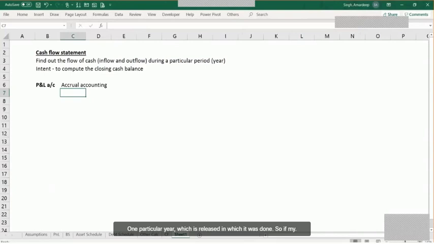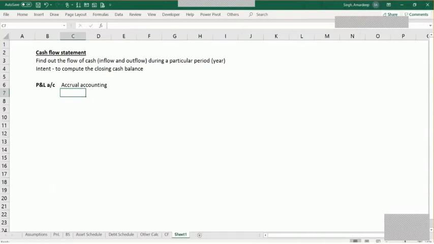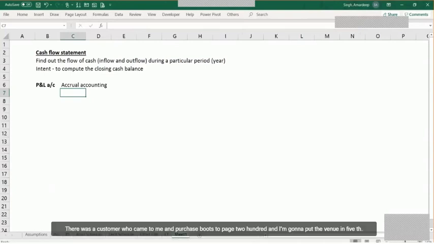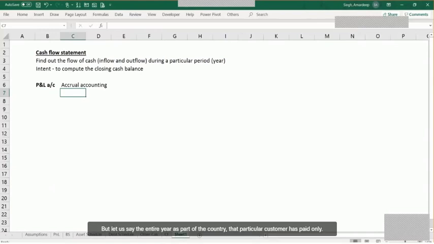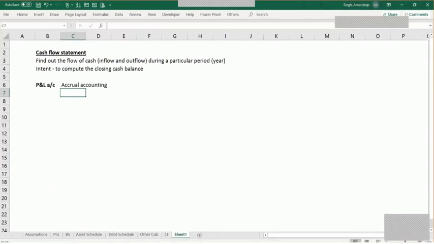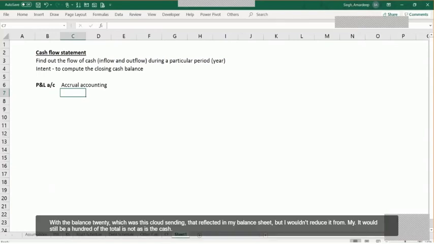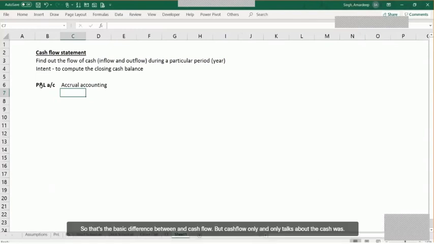So if a customer came to me and purchased goods worth rupees 100, I'm going to book 100 rupees of revenue in my P&L. But let us say the entire year has passed, and out of that 100, that particular customer has paid only 80 rupees to me. The balance 20, which is still outstanding, will be reflected in my balance sheet, but I wouldn't reduce it from my P&L. It would still be 100 of the total sales, not 80, which is the cash component. So that's the basic difference between P&L and cash flow.